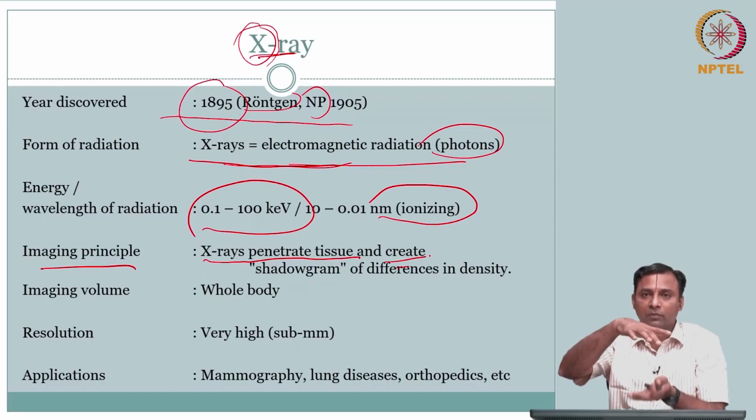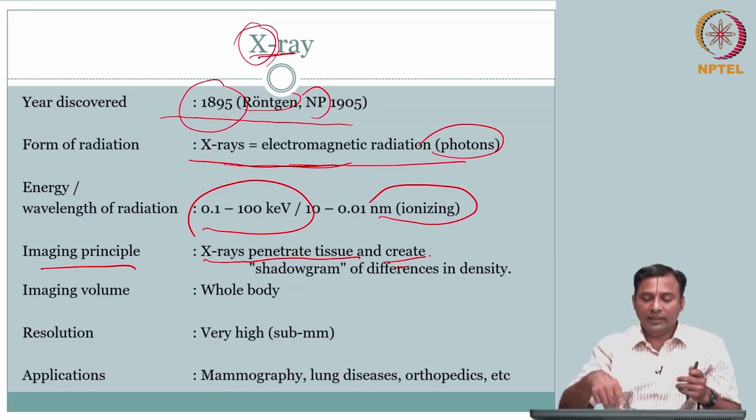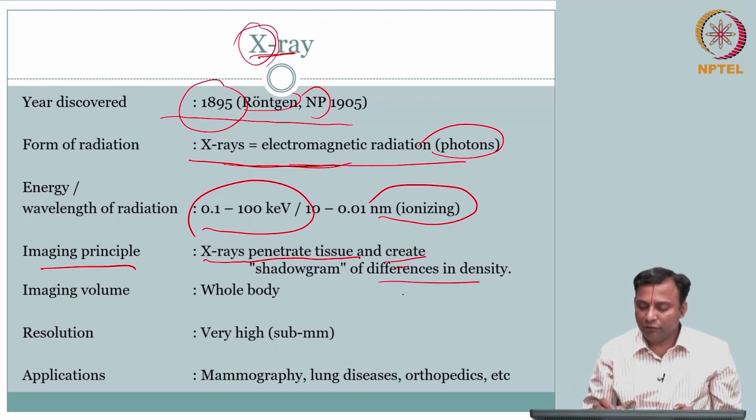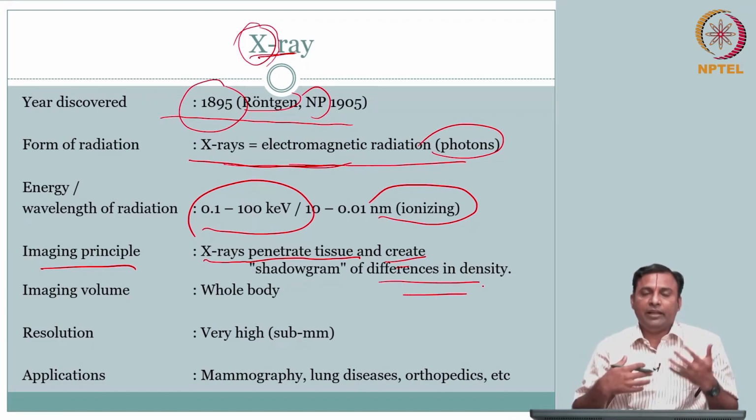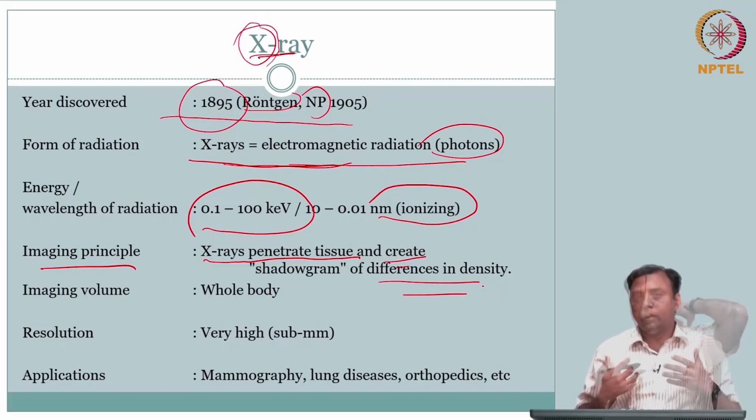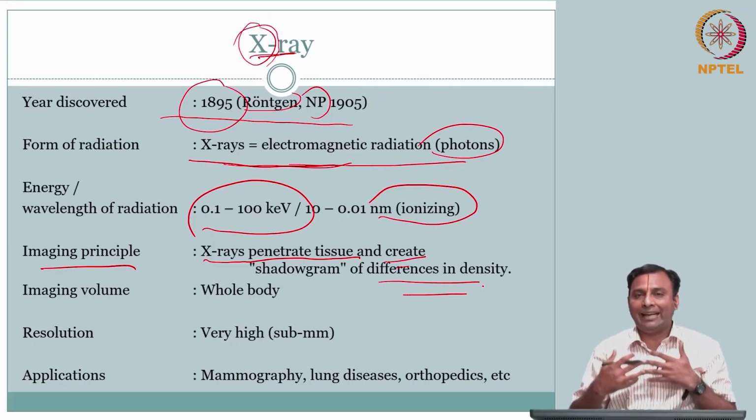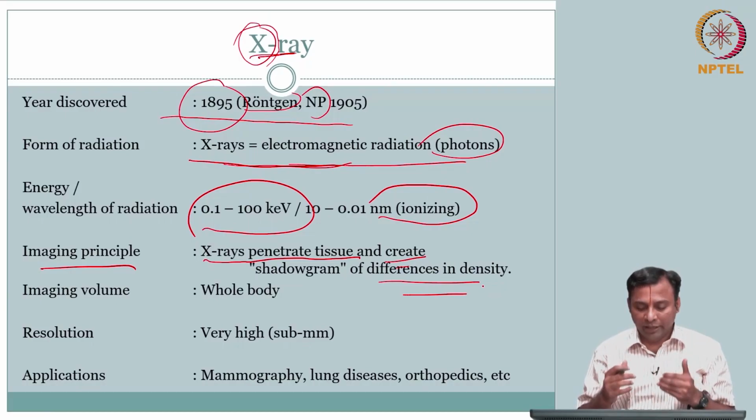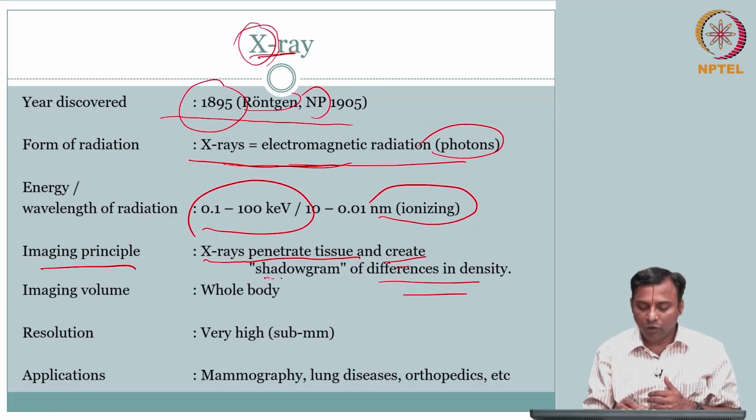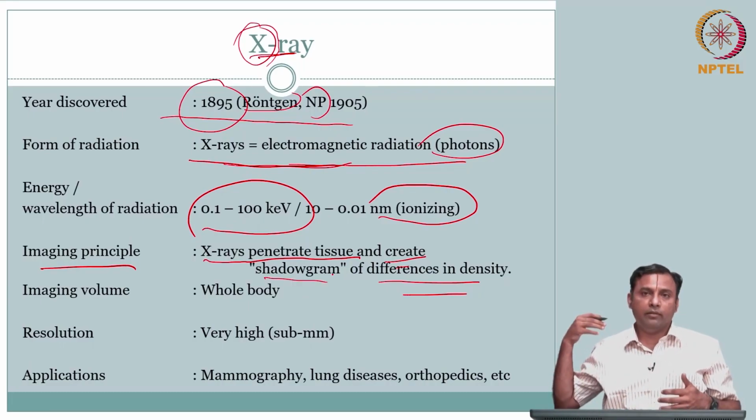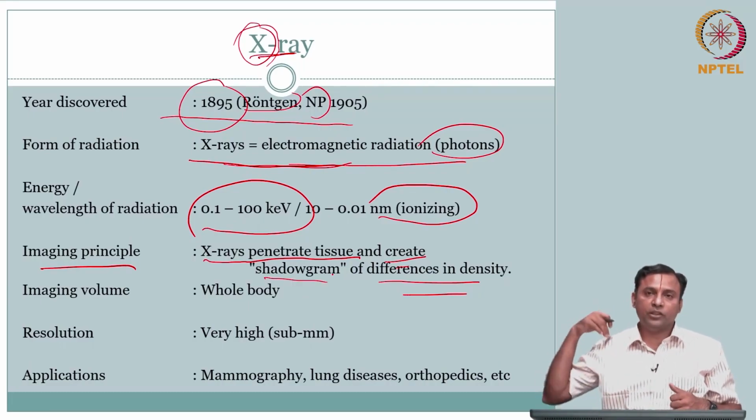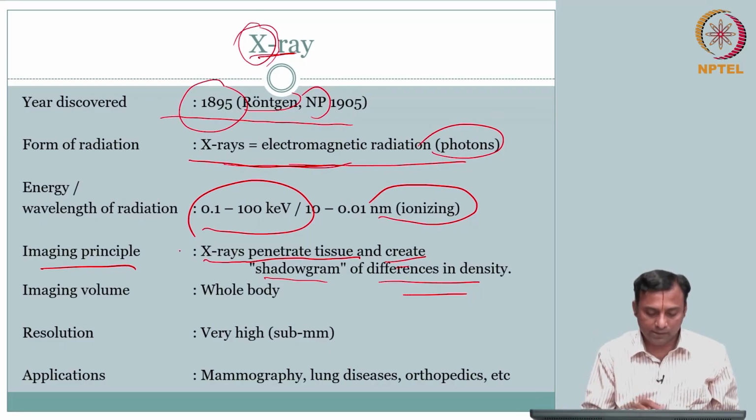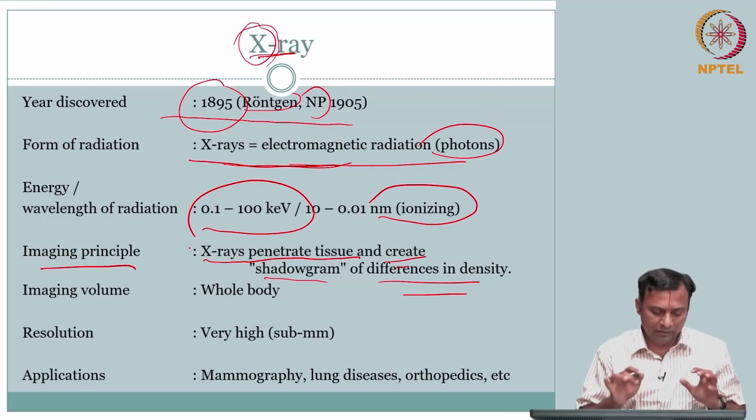So the shadow will come behind the object. Same concept, right? But now it is depending on differences in density. So the density of the material and its properties, how it interacts with photons having X-ray energy, determines what pattern of loss you are going to see. So that is the basic principle. We'll dwell on this, we'll come to it, right?